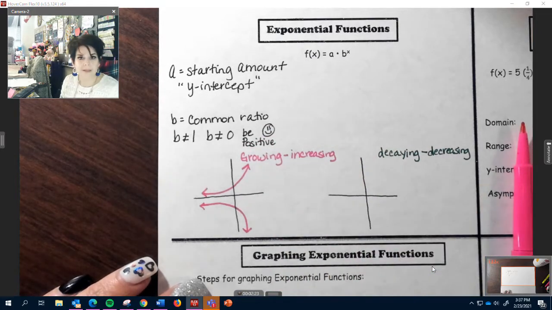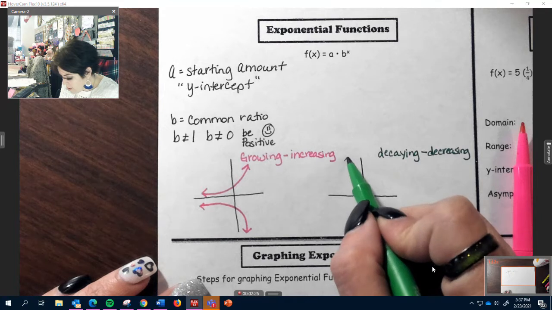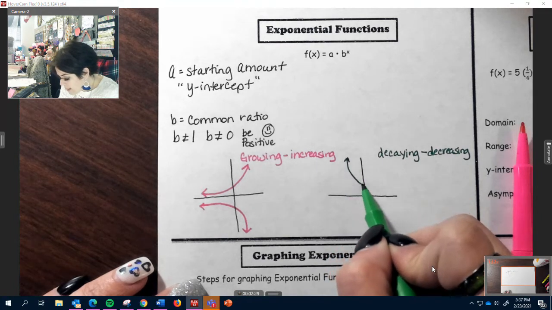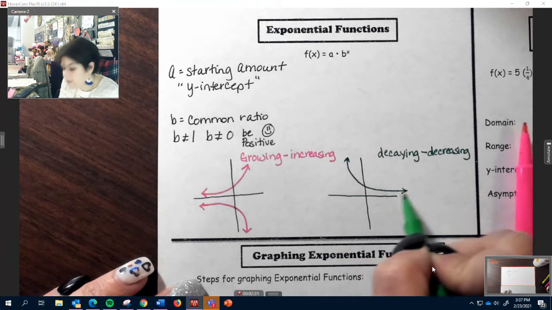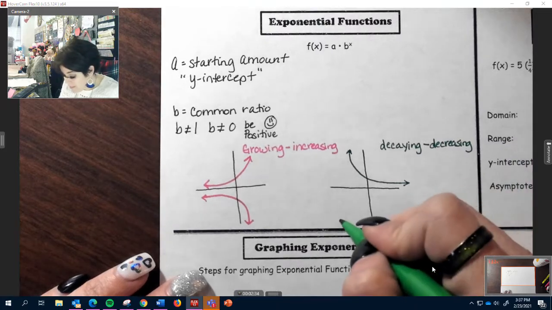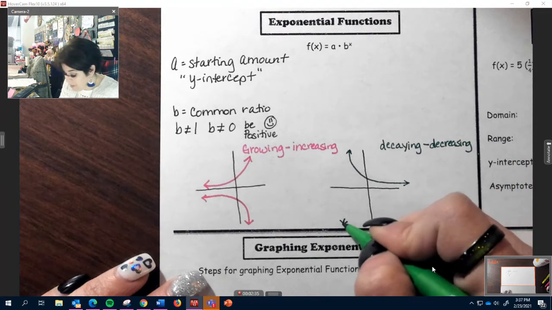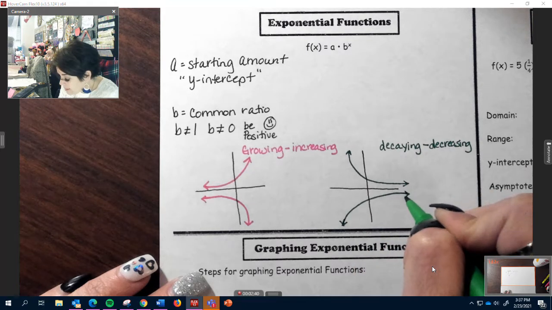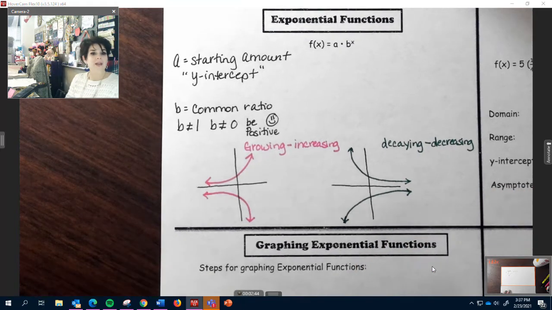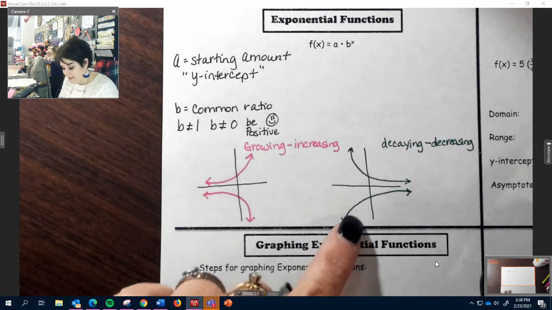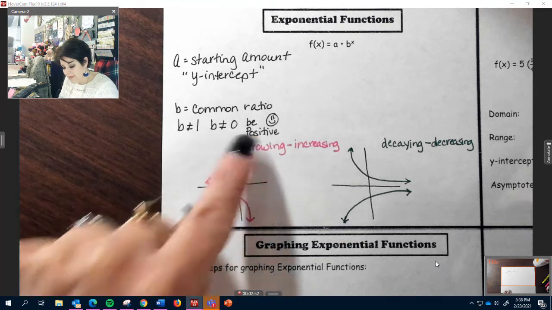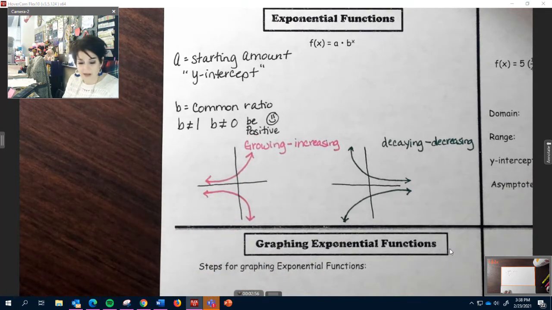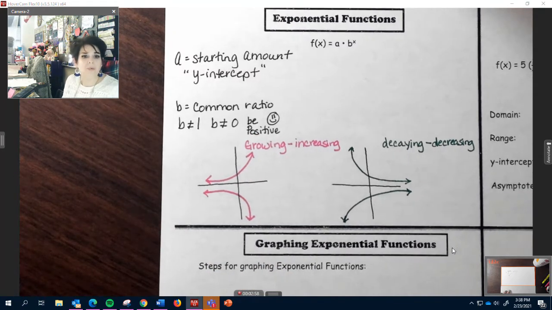Decaying, read from the left to the right. You start tall, you start big, and you decay down to nothing. You decay down to something small. Or maybe you start by owing somebody a whole bunch of money, and by the end, you owe them very little. So these are both decaying or decreasing, increasing and decreasing. Read from the left to the right. What are the y values doing? These are getting smaller. These are both getting bigger. All right. I think that's pretty much all I want to say on that.